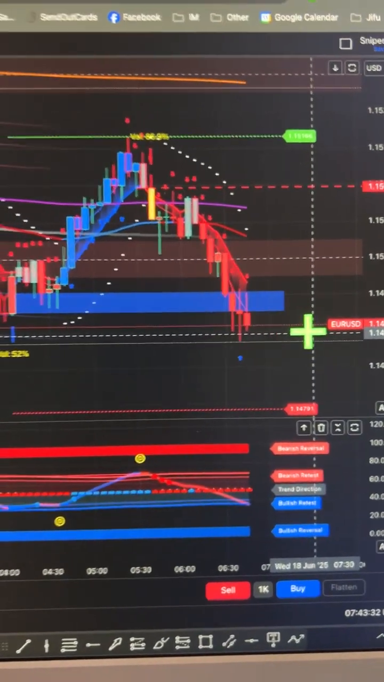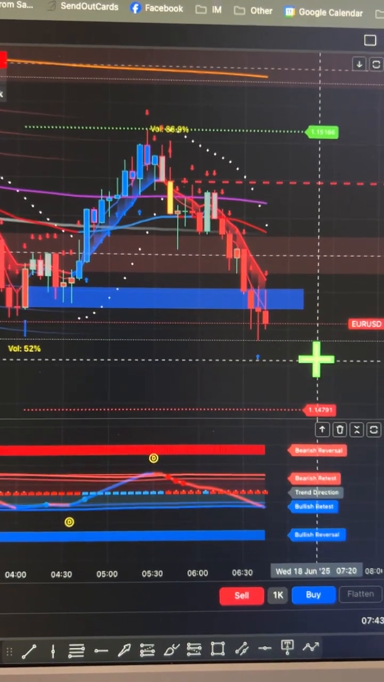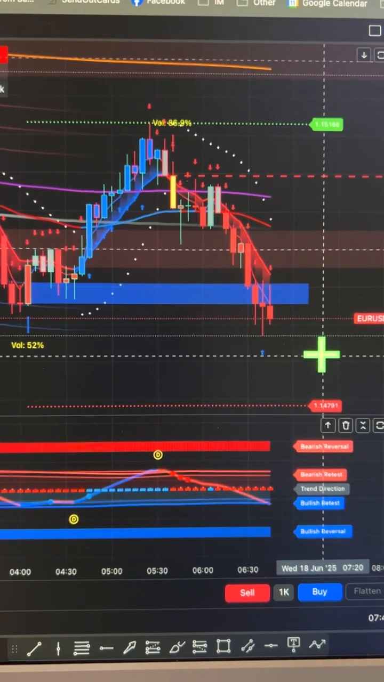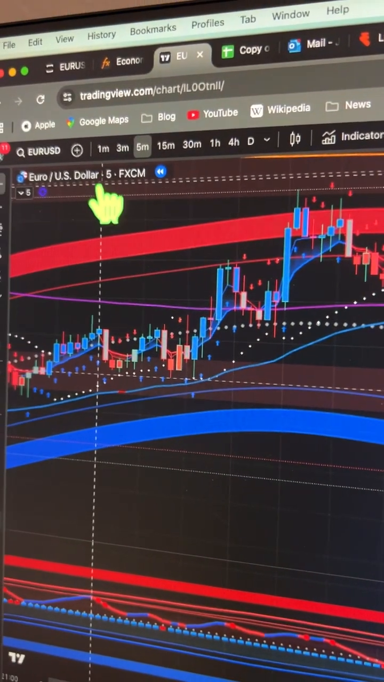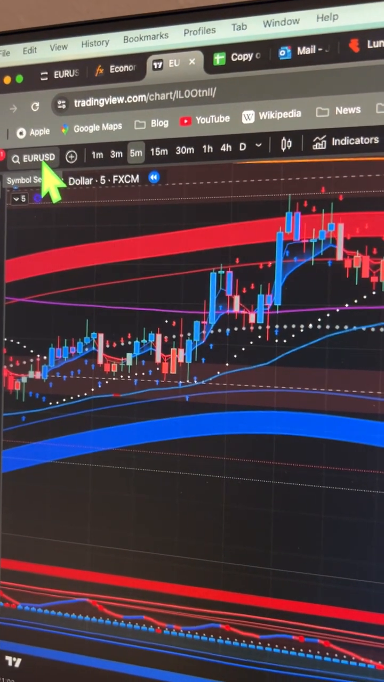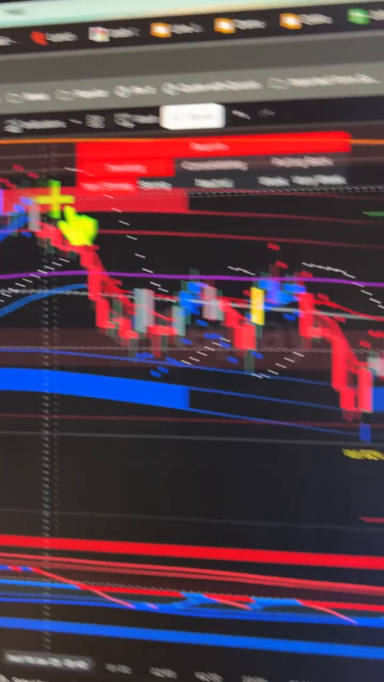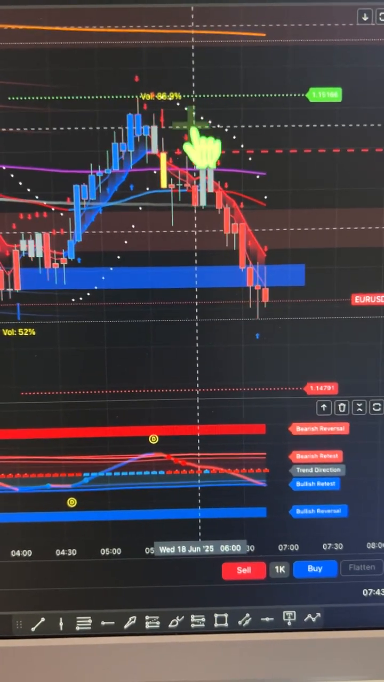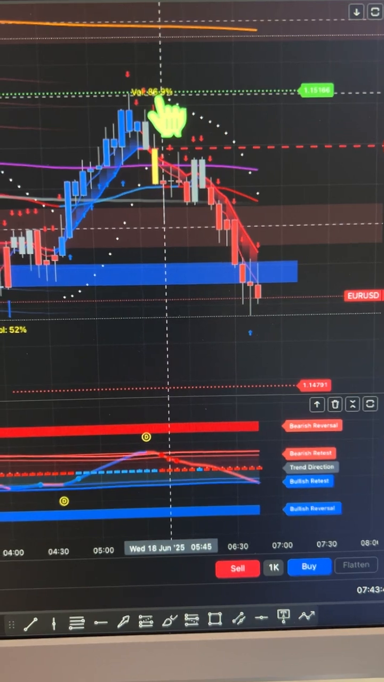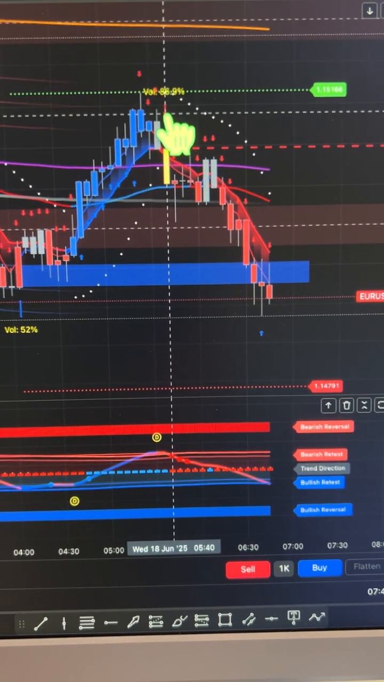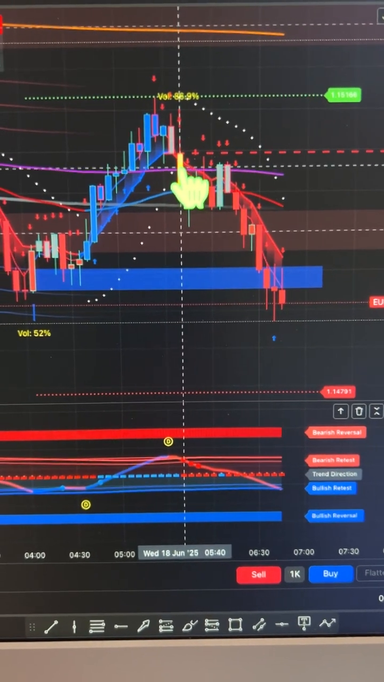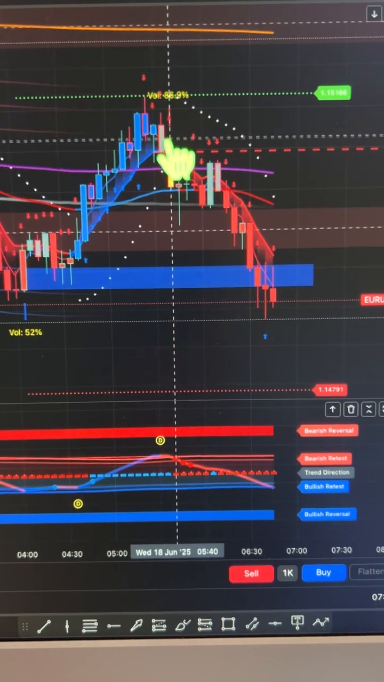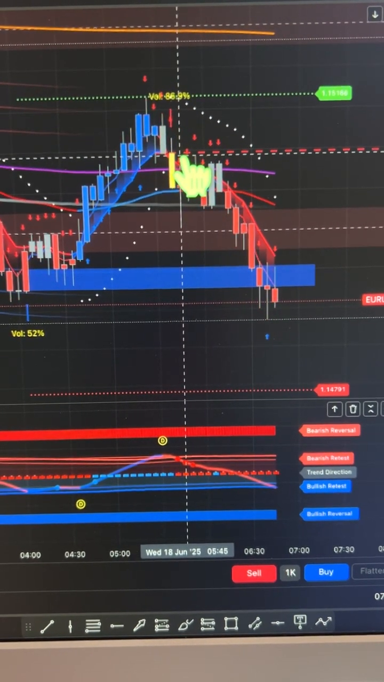Okay, let's analyze Lord Slevin's entry that he was talking about. This is on the EURUSD on the 5 minute time frame. Look, we got a super sniper arrow right here, red. We got our reversal golden candle. You know that's getting in all day long.